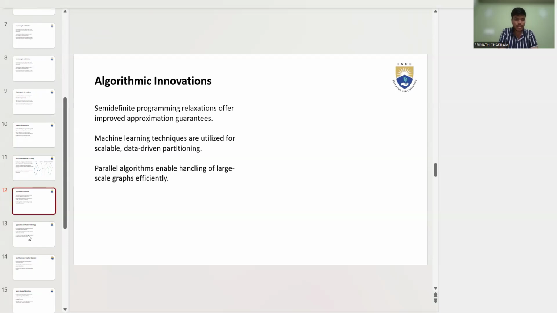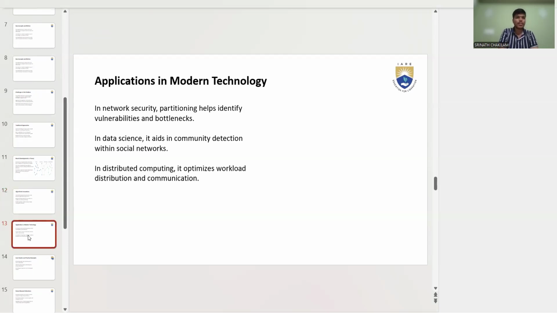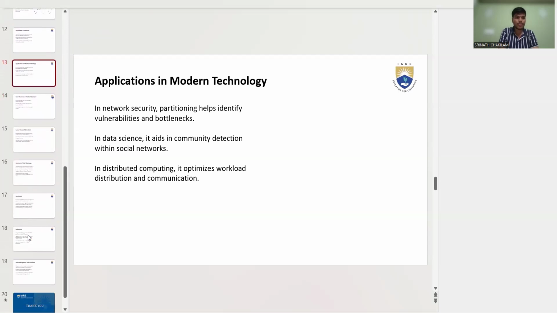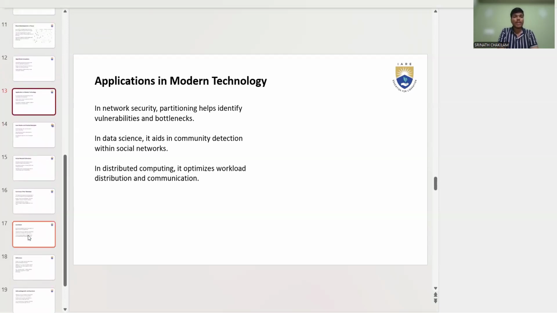And the next slide is the applications in modern technology. In network security, partitioning helps identify vulnerabilities and protect against leaks. In data science, it aids in community detection within social networks. In distributed computing, it optimizes workload distribution and communication.